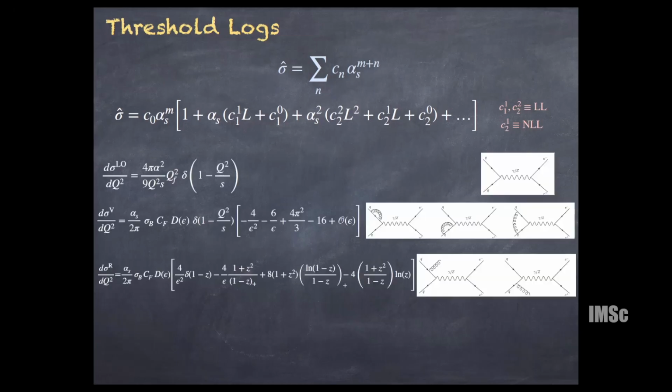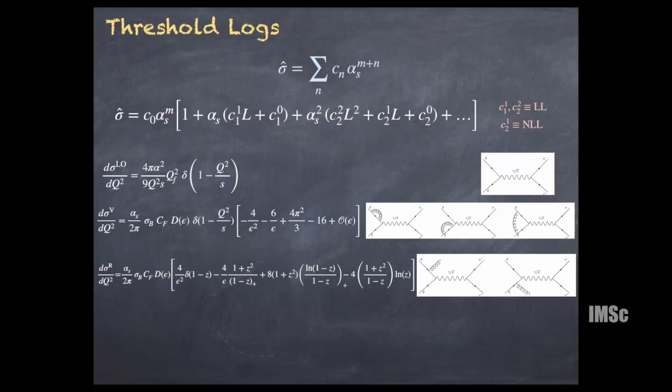Okay. Now let me give you a textbook example of how these logs come. This is the Drell-Yan production, and if you do the differential calculation of this Drell-Yan production, you get this expression, where this Q squared is basically the invariant mass of these two leptons in the final state, and S is the energy.